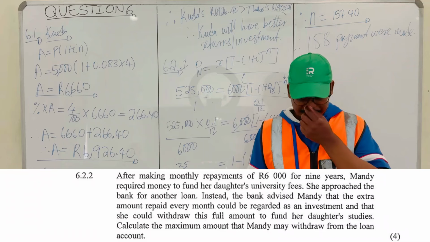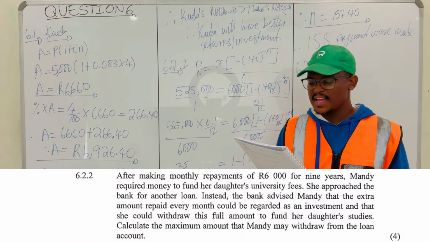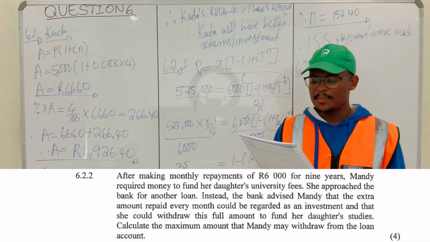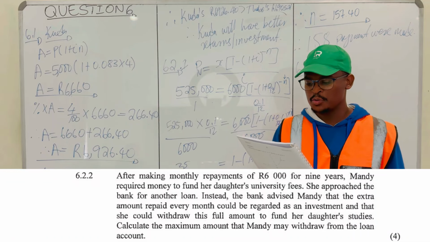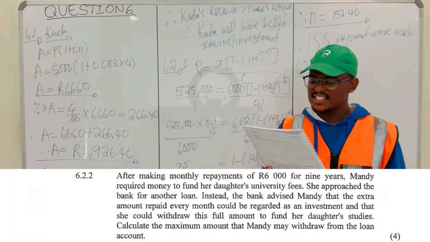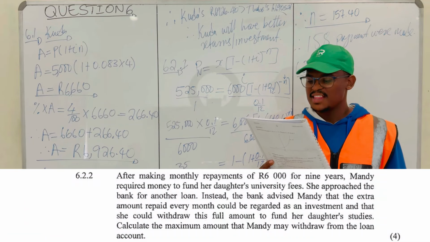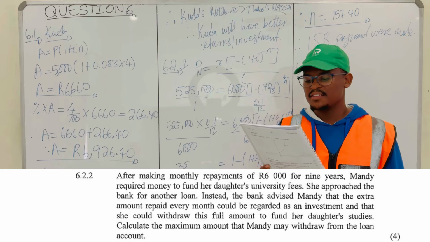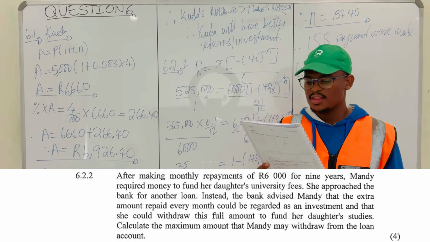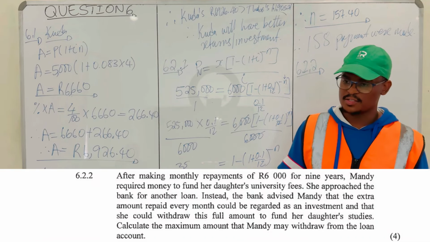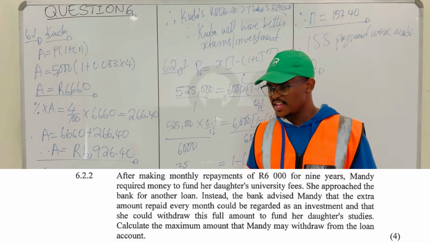Let's read this again. They're saying after making monthly repayments of 6,000 for 9 years, Mandy required the money to fund her daughter's university fees. She approached the bank for another loan. Instead, the bank advised Mandy that the extra amount repaid every month could be regarded as an investment that she could withdraw to fund her daughter's studies. Calculate the maximum amount that Mandy may withdraw from this loan account. So, do you hear what they're saying?